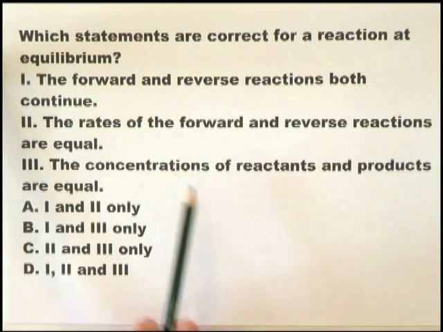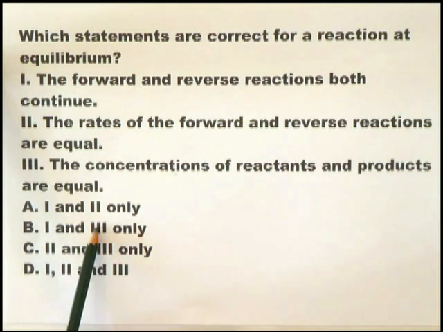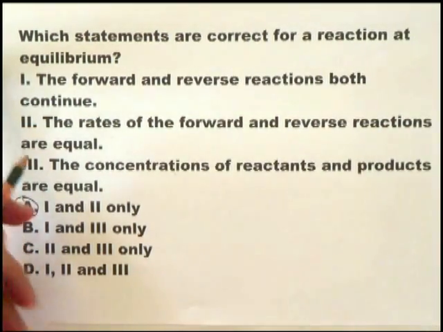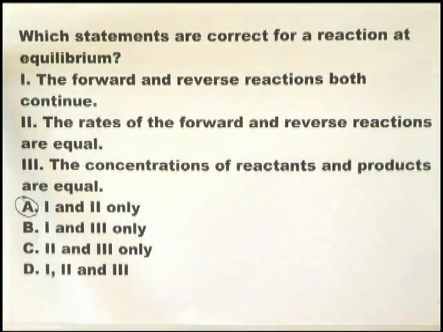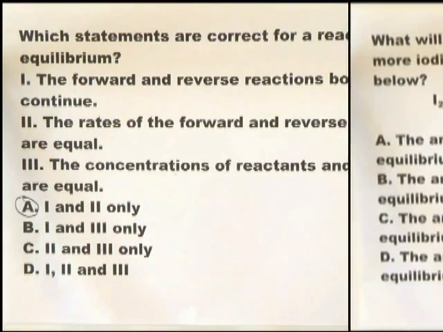So 3 is wrong. If you look through this, you can eliminate 3 in B, 3 in C, and 3 in D, leaving only A, which, lo and behold, is 1 and 2, which we know are both correct. Again, this is a question which shouldn't take more than about 15 seconds if you fully understand the concepts behind equilibrium reactions.